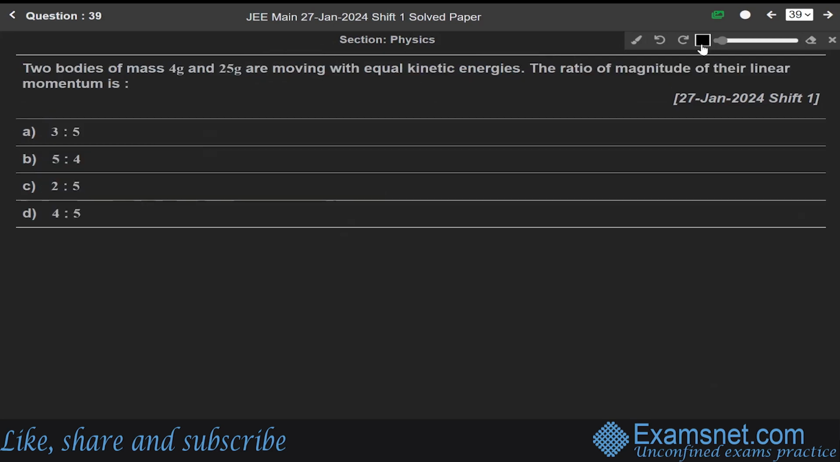Now, question number 39. This question says that there are two bodies of mass 4 gram and 25 gram. They are moving with equal kinetic energies. We have to find the ratio of the magnitude of their linear momentum, since kinetic energy equals P square by 2m. And this question is from the chapter of work, energy and power.